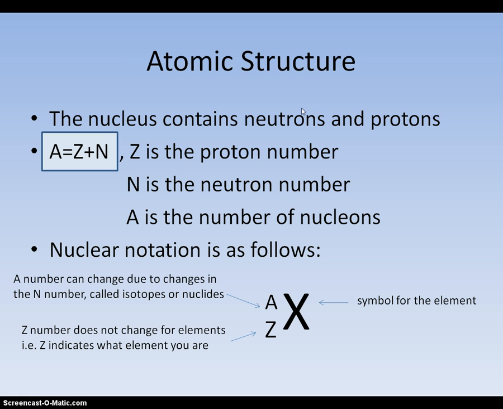In chemistry, we refer to the number of nucleons as the mass number, because protons and neutrons roughly have an atomic mass of 1. But we'll look in a second a little bit more into detail about that.